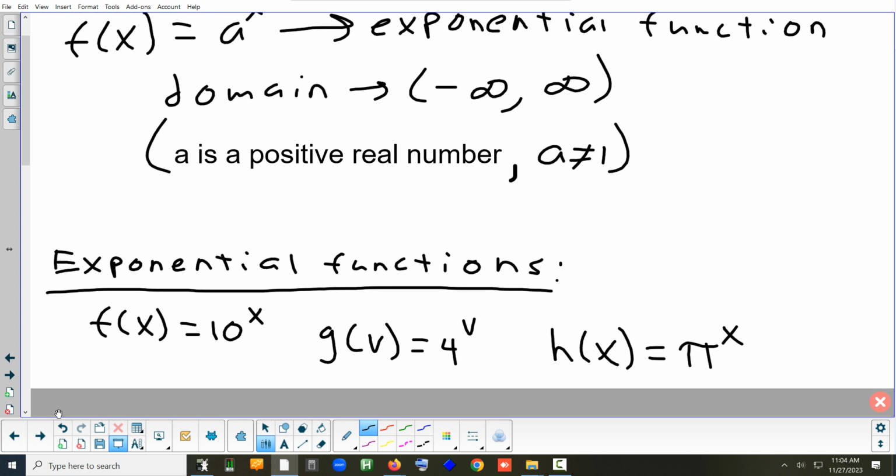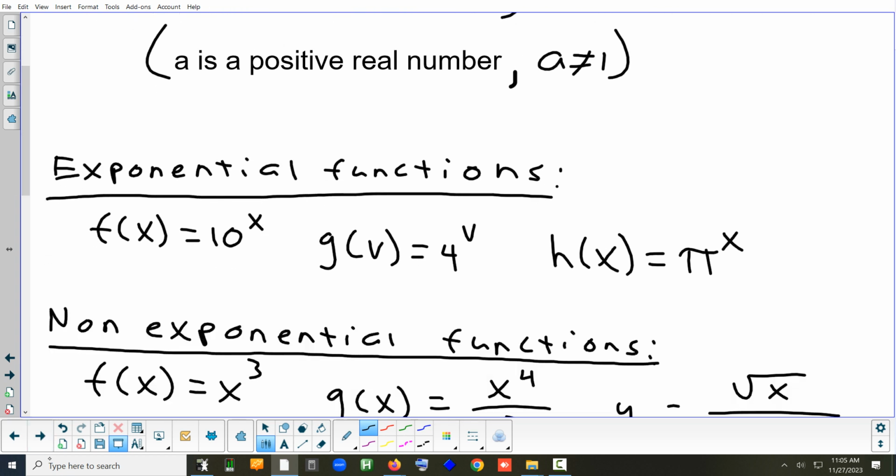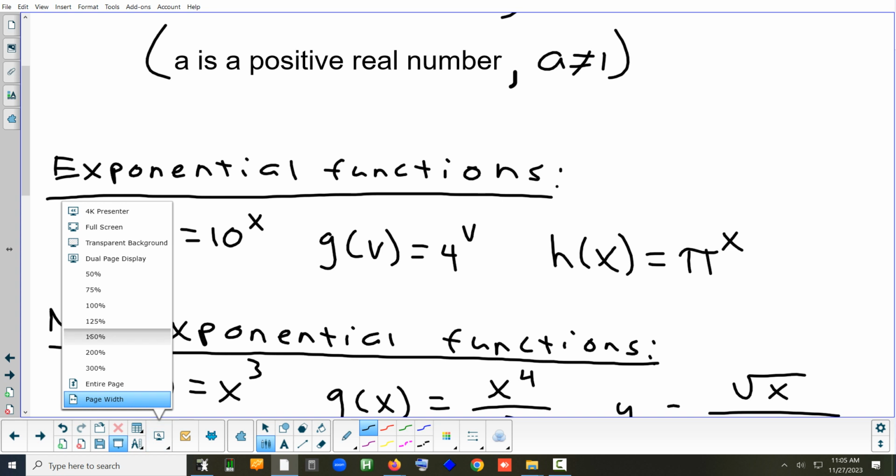Okay, so those are all examples of exponential functions. 10 to the x, 4 to the x, and pi to the x. There are only 2 things you have to check to make sure it's exponential. 1, is the base a positive number that's not the number 1? Yes. And do you have a letter in the exponent? Yes. So those are exponentials. These are not exponentials.